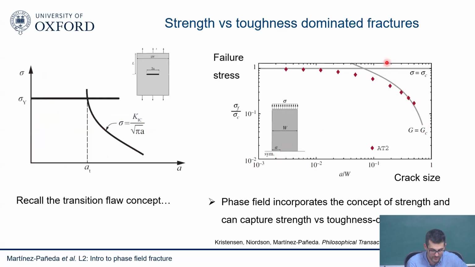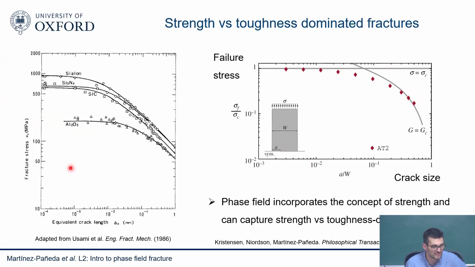And this is exactly what we discussed before, the transition flaw concept. And this is exactly what you see in experiments. This is for various ceramics. You can see you go from these toughness-dominated failures smoothly to these strength-dominated failures. And this is critical because it means that if I have an engineering problem, no matter the size of my crack, phase field is going to give me the right result. Fracture mechanics will only give me the right result if I'm somewhere here, so if my crack is larger than my transition flaw size.